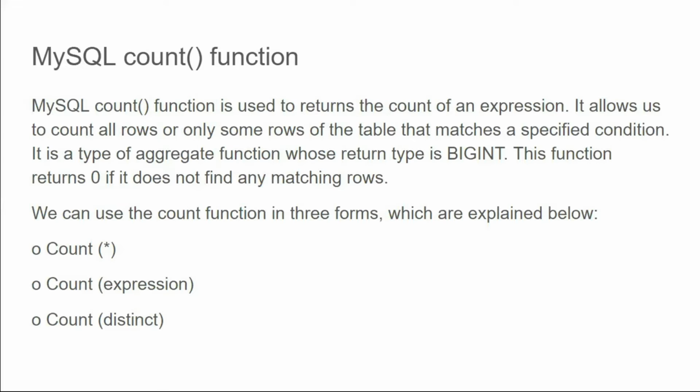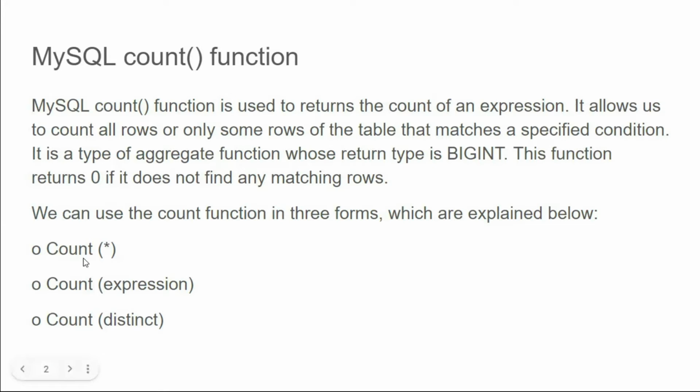So we will go ahead. The MySQL count function is used to return the count of an expression, as we've already studied. It allows us to count all the rows, or only particular rows that match a condition. Sometimes you can count along with null values, and sometimes without null values. This aggregate function's return type is BIGINT, and it returns 0 if the condition does not match any of the rows.